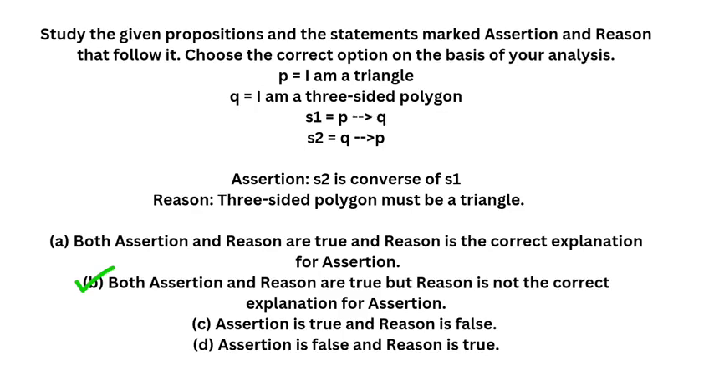But suppose our reason was also logical. In that case, our first option would have been correct, that the reason is the correct explanation for the assertion. But here, a geometric reason is not explaining the logical assertion, which is why option B is correct: assertion and reason both are correct, but the reason is not the correct explanation for the assertion.